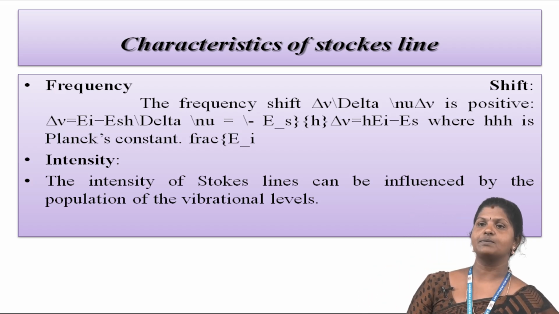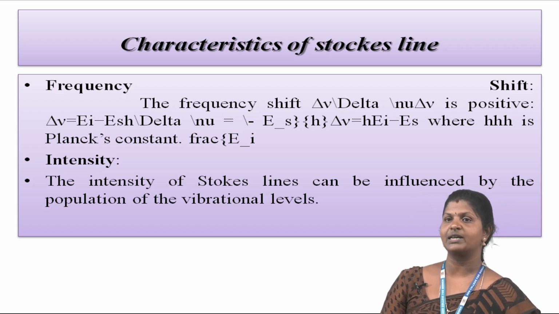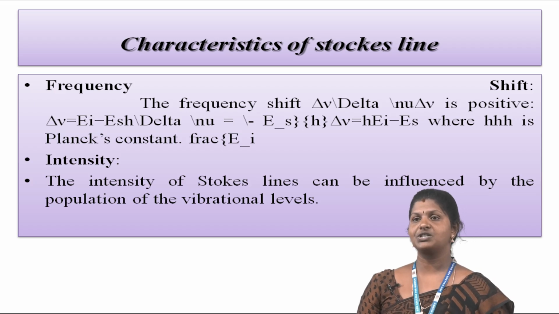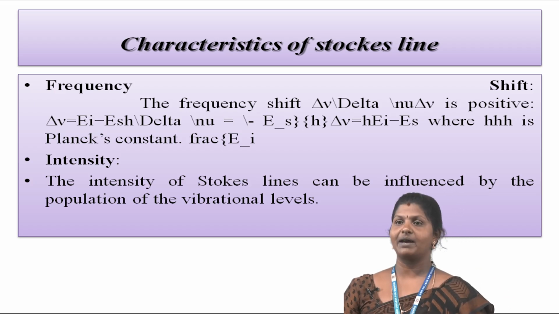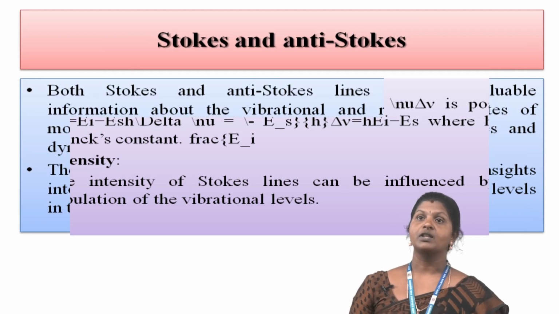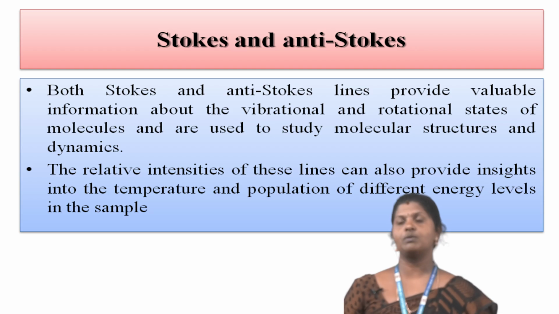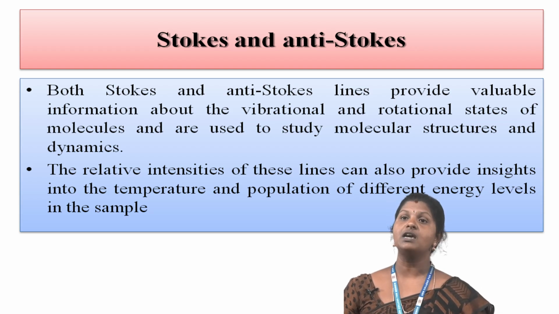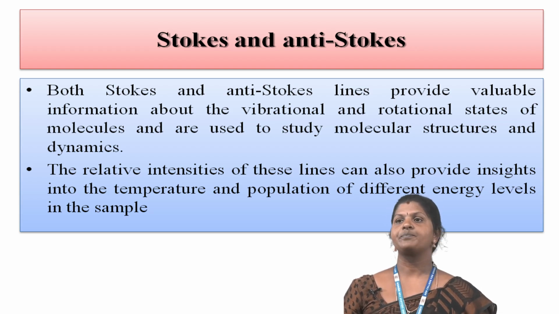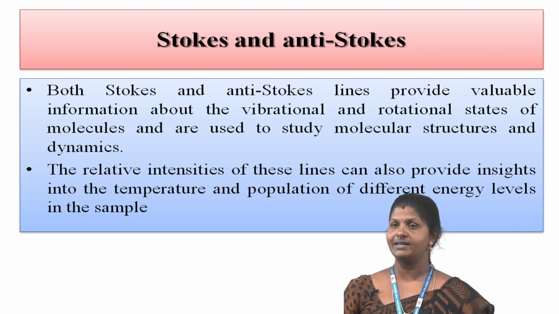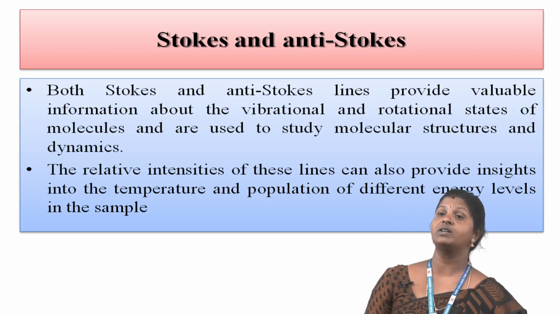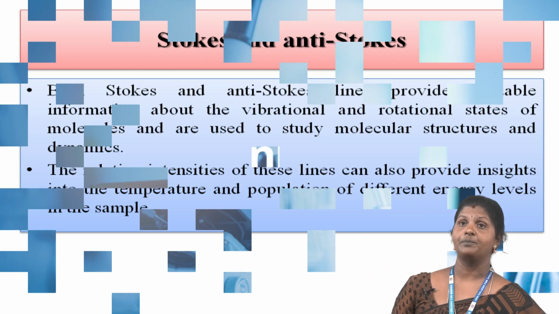The energy difference between the incident and scattered photon corresponds to the vibrational transition, delta E is equal to E_AS minus E_i. Both Stokes and anti-Stokes lines provide valuable information about the vibrational and rotational states of the molecule and are used to study molecular structure and dynamics. The relative intensity of these lines can also provide insight into the temperature and population of different energy levels in the sample. Thank you.